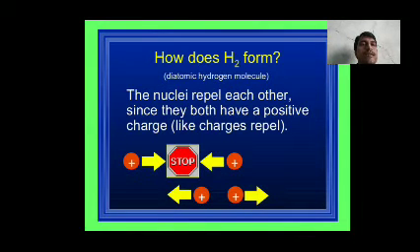How does a hydrogen atom form a hydrogen molecule? A diatomic hydrogen molecule means two hydrogen atoms combine together to form a stable molecule. The nuclei repel each other since they both have a positive charge; like charges repel.